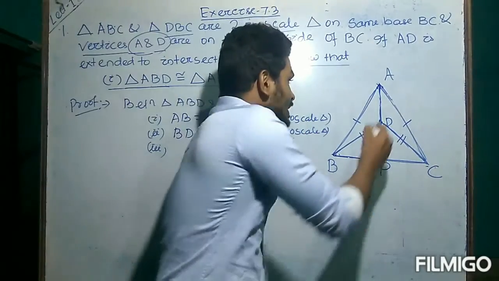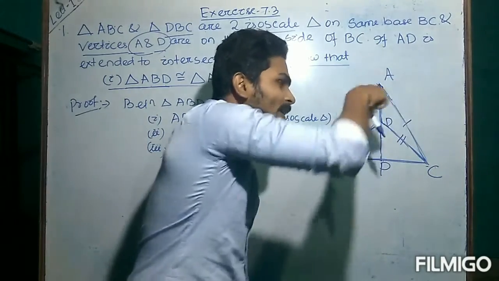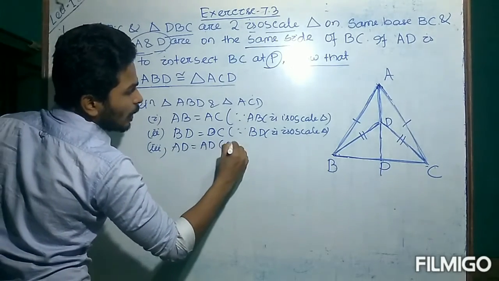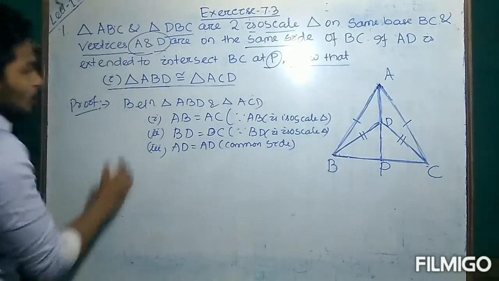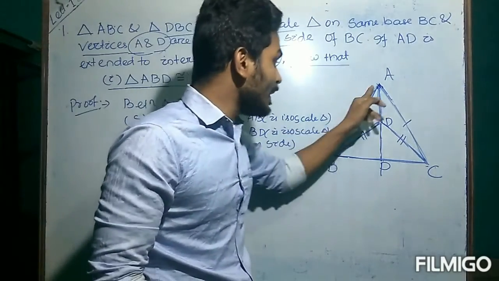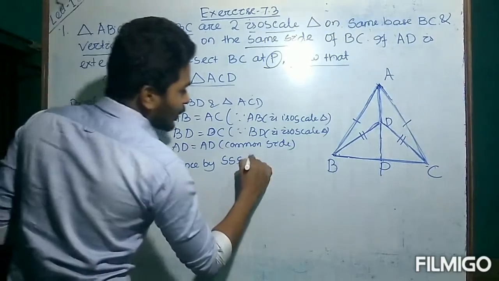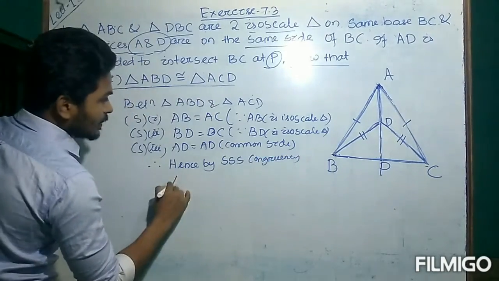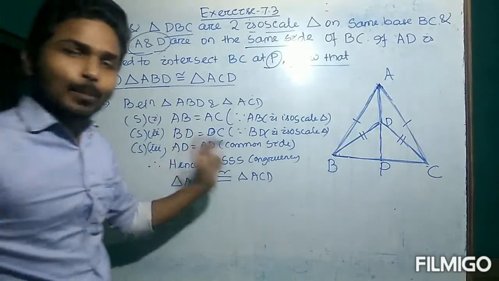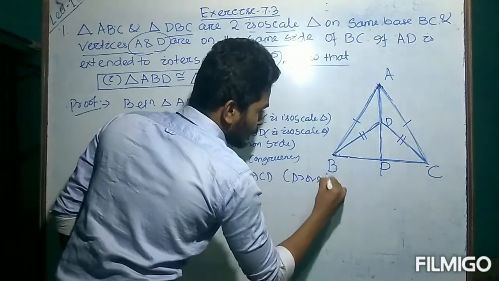Understood? The third condition is, as you can see, for triangle ABD, AD is a side. Similarly, for triangle ACD, AD is also a side. So AD is the common side to both triangles. So AD is equal to AD, common side. So this stands for side, this stands for side, this stands for side. Hence, by SSS congruency, triangle ABD is congruent to triangle ACD. Understood? Now it is proved, because we needed to prove the first statement, that triangle ABD is congruent to triangle ACD. Proved 1.